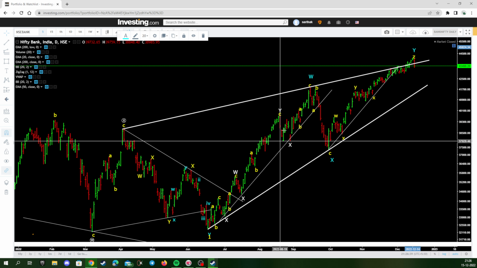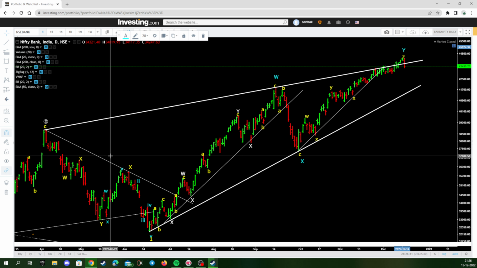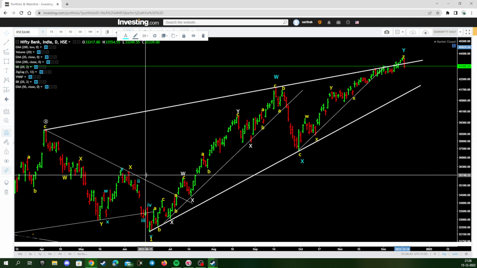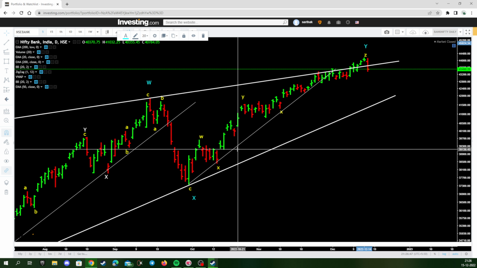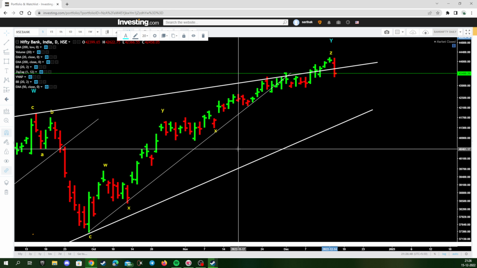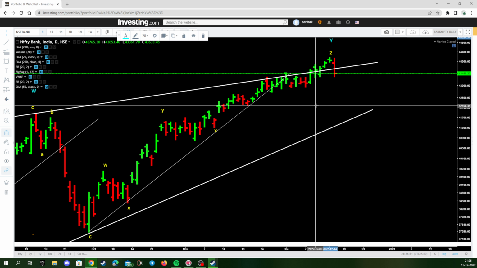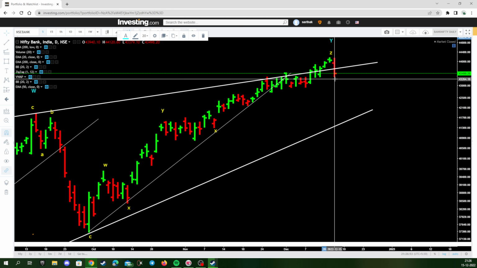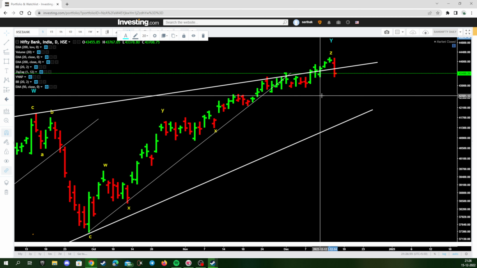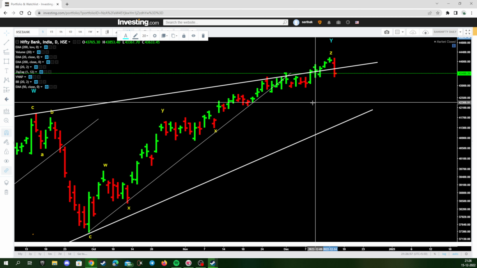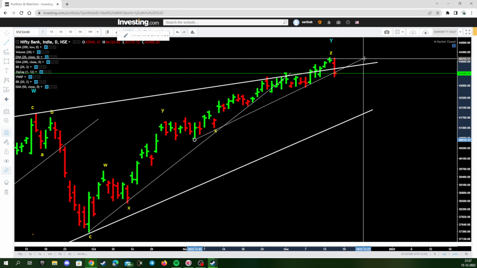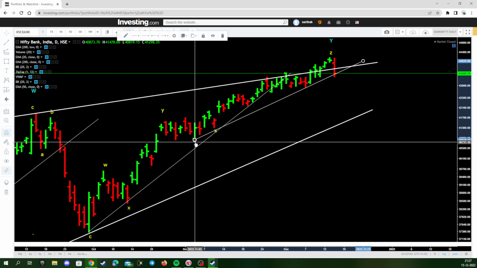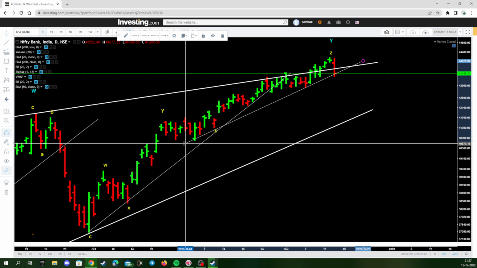So labeling this as WXY would mean that we have some sort of ended this counter trend bounce, and we also have closed below the resistance trend line. So that's a bearish sign as of now. And then there are other intermediate trend lines which I have to look at, be it this trend line or some other trend lines if I could make it work.